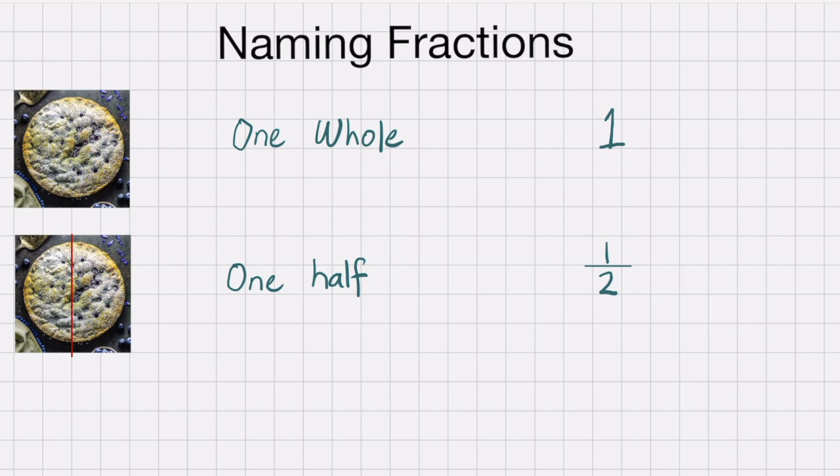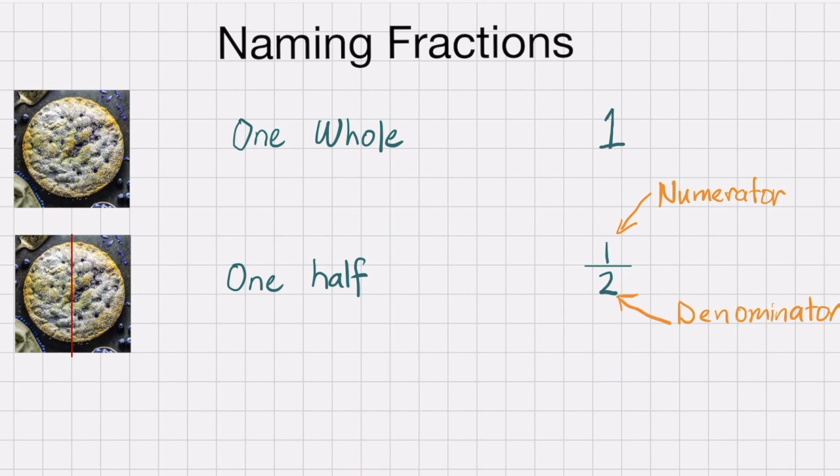And if we want to write it in fraction notation, it's going to look like this. Notice we have a 1 on the top, and then a little line, and then a 2 on the bottom. In fraction notation, when we have the number on the top and the bottom, they have mathematical names. So this number on the top is called the numerator, and this number on the bottom is called the denominator.